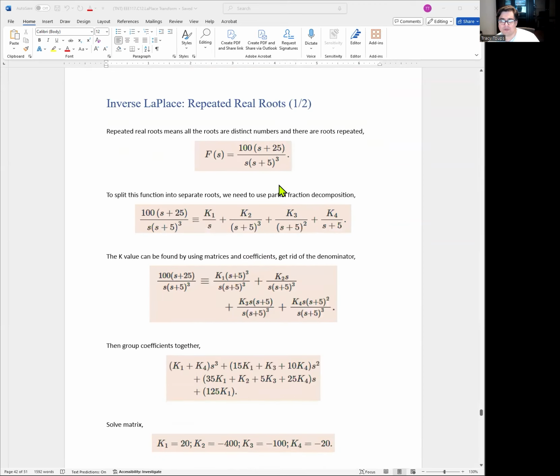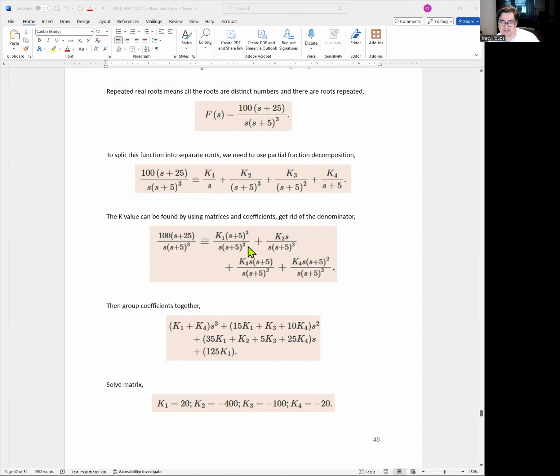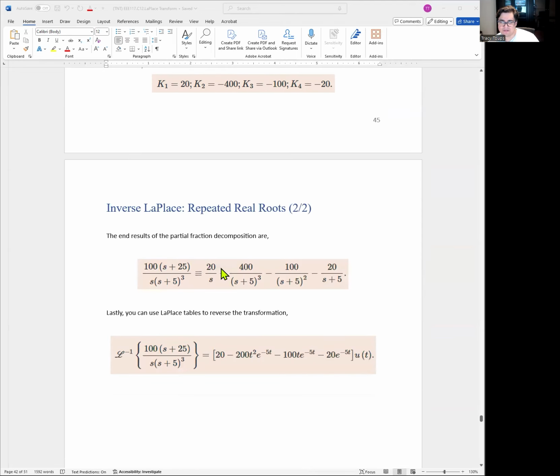Okay. Repeated real roots is kind of a similar idea, where you could get everything to something divided by something plus another something plus a third root plus a fourth root, right? So you can see up here, you see how we're split into 1, 2, 3, 4 different roots. And then down here, this is our answer, 20 over s plus minus 400 over s plus 5 cubed, blah, blah, blah. And you could do a one-by-one conversion from the Laplace table and get your answer here, which looks abysmal, right? I don't know what monstrosity of a circuit caused this to happen, but I guess you could get that if it's really, really complicated, right?